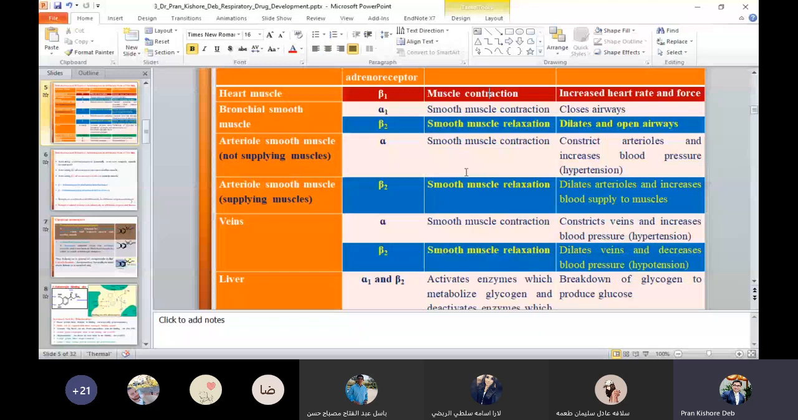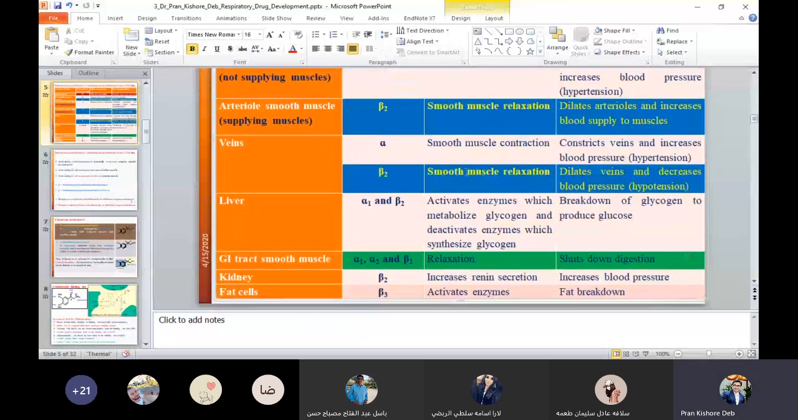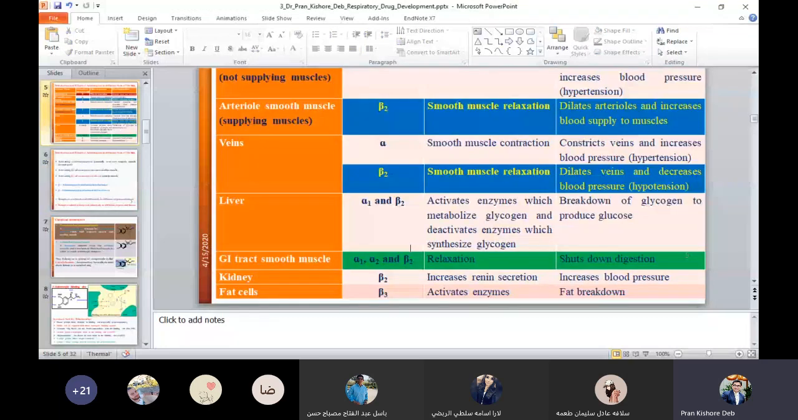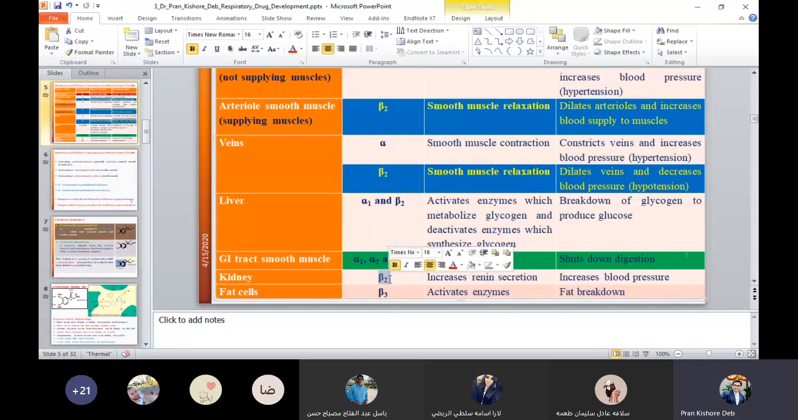All right. Now, similarly, they are present in other parts of the body also. For example, beta 2 is also present in kidney, where activation of beta 2 will result in increase in renin secretion, which in turn may cause increase in blood pressure. Now beta 1 is also present unfortunately in kidney, and activation may cause renin secretion, and you know the renin can increase the blood pressure by converting angiotensin 1 to angiotensin 2. Those things we'll discuss again in a different chapter.